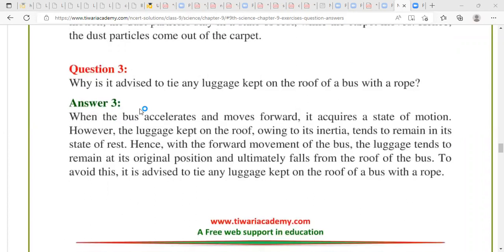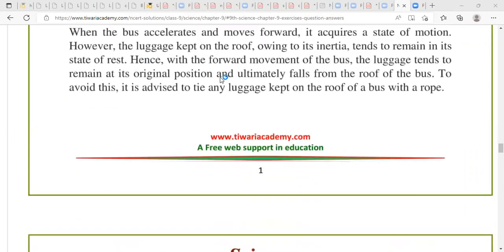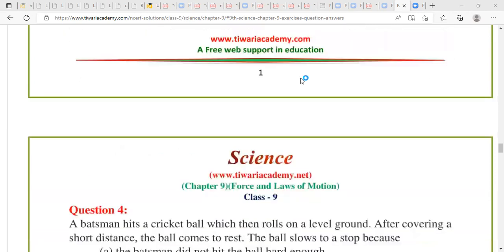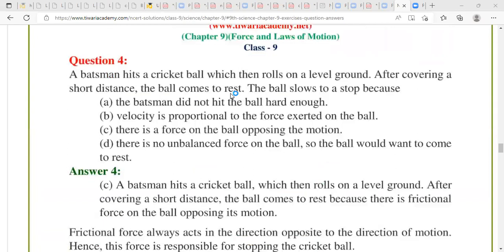Okay, now this is very important. A batsman hits a ball when they roll on the ground. After covering a certain distance, the ball comes to rest. Right? The ball stops because of what? There is a force on the ball opposing the motion. So, because of this, the ball stops.